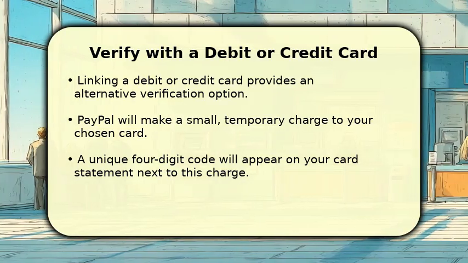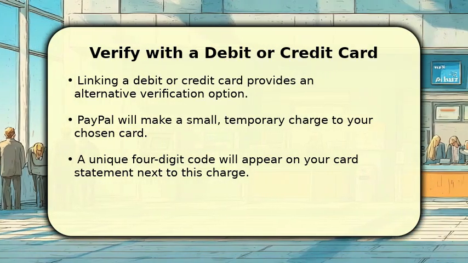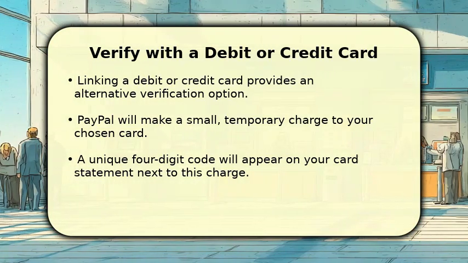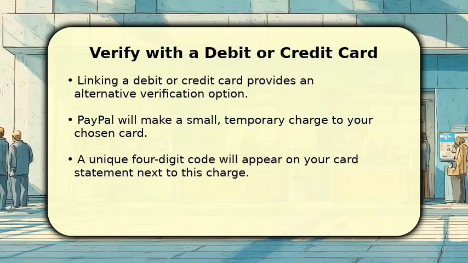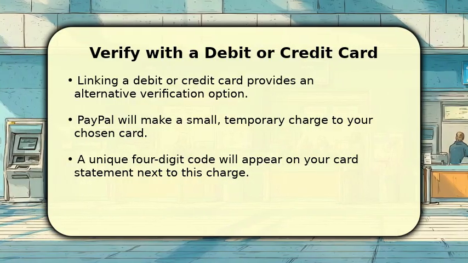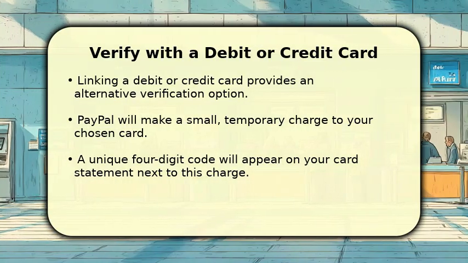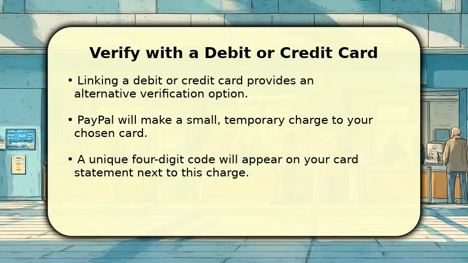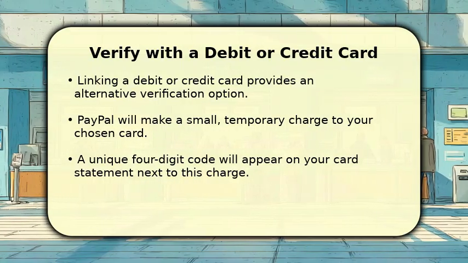If linking a bank account isn't suitable, you can also verify your PayPal account using a debit or credit card. From the verification options, select Link a Card and enter your card details. PayPal will then place a temporary charge, usually around $1.95, on this card.